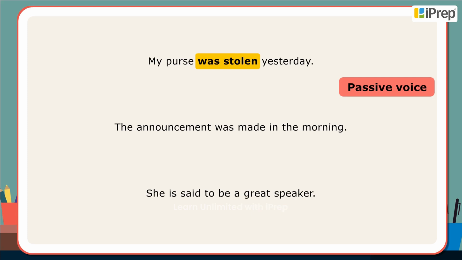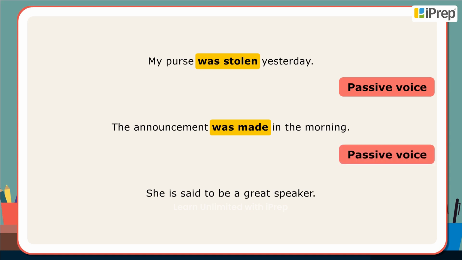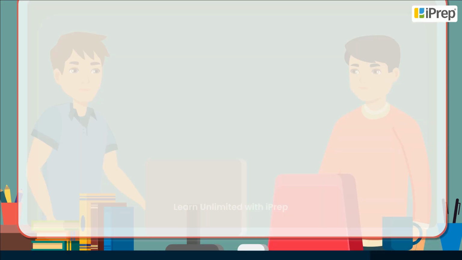In the second sentence, again passive voice has been used. The action here is more important than the doer of the action. The subject receives the action. Was is used with past participle made to form passive structure. In the third sentence, again passive voice is used. Is is used with said to form passive voice.